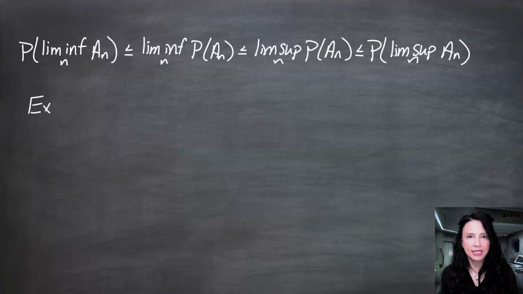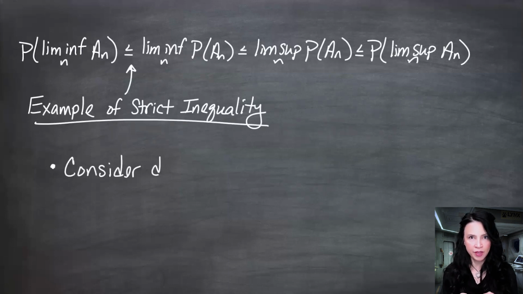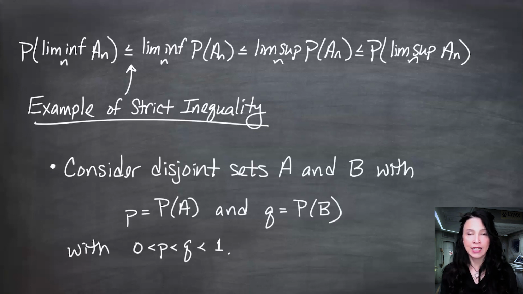I am going to consider two disjoint sets, A and B. I'm going to assume they both have positive probability measure that is strictly less than 1. I'm going to let little p be the probability measure of A, and little q be the probability measure of B, and I'm going to assume that 0 is less than p is less than q is less than 1. So if you can come up with sets that satisfy this, then this is going to give us an example of, I claim, a strict inequality right here.